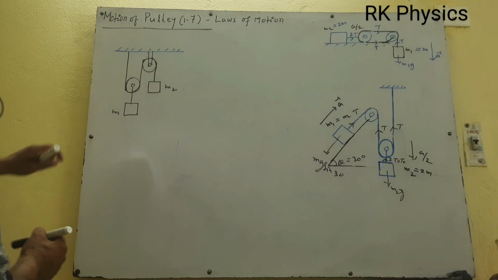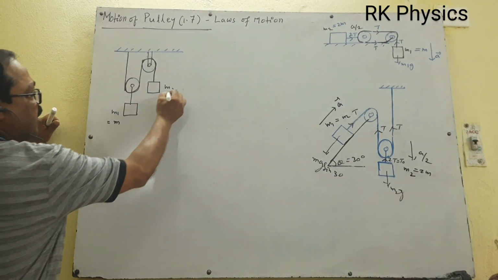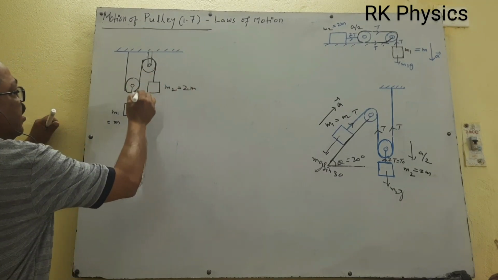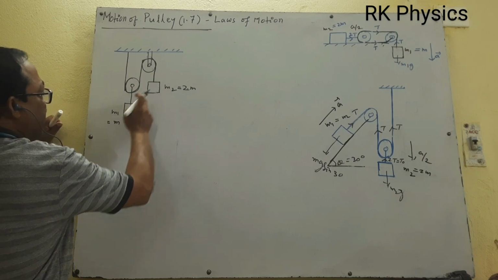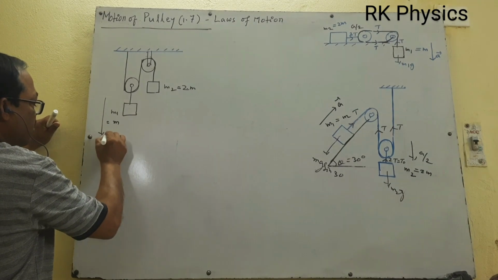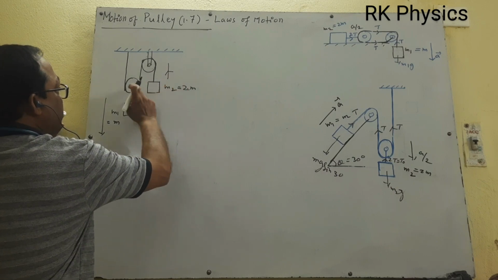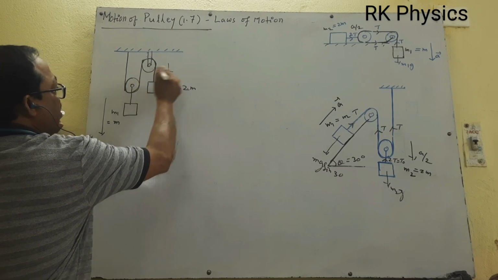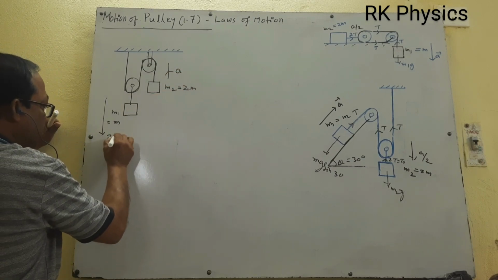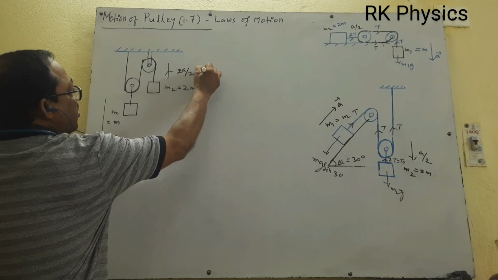Now let us come to this third pulley. Like in the previous problem, you take M1 equal to M, M2 equal to 2M. Now M is moving down with acceleration. This is moving up. If this is the movable pulley, then if this is 2A, this is 2A by 2, that is A.